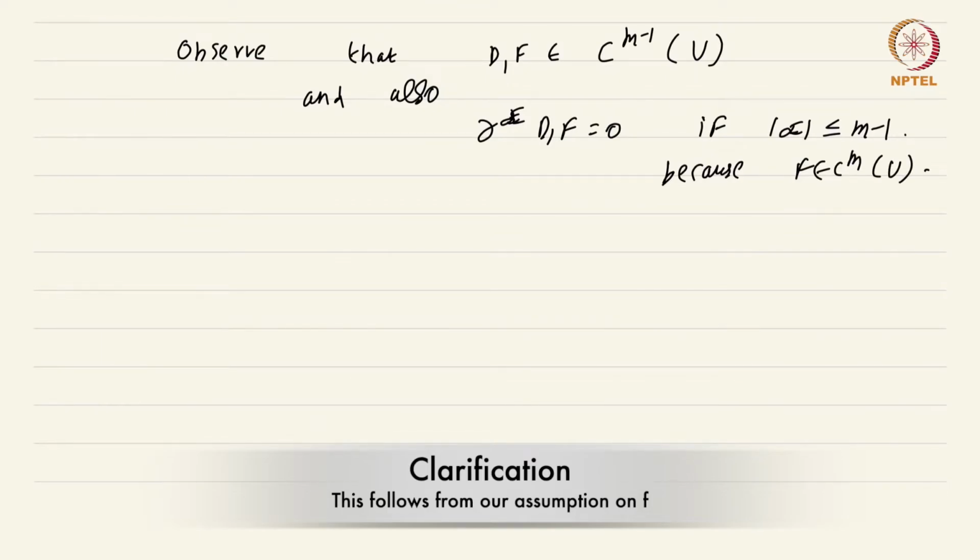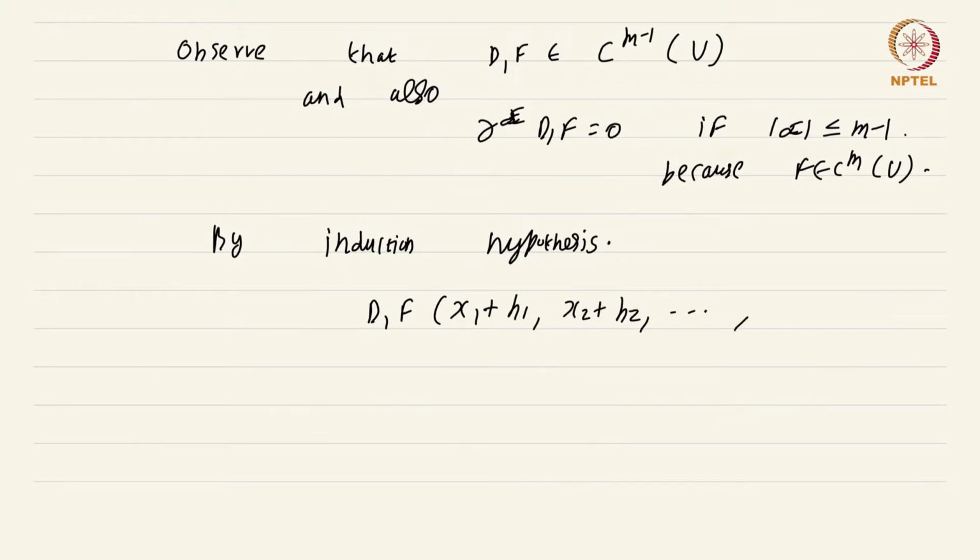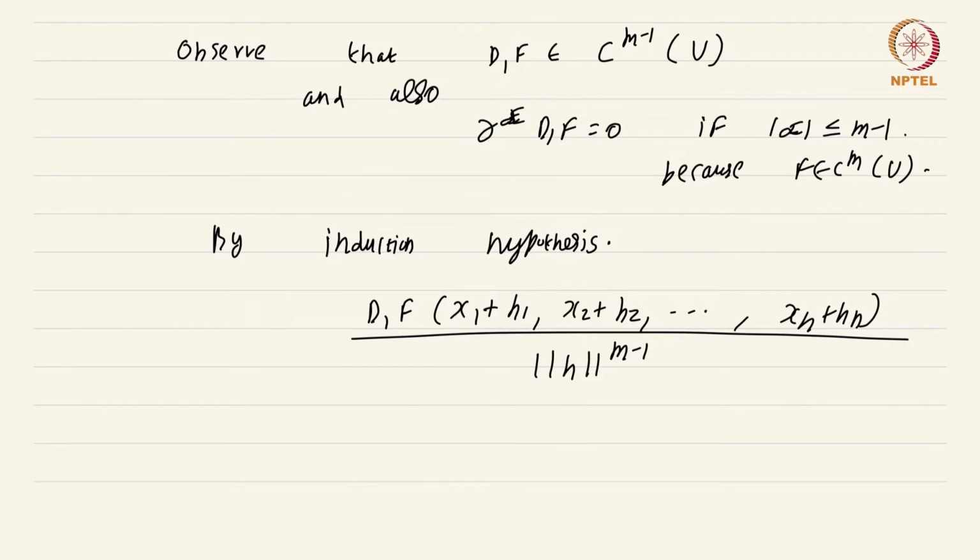Okay, so now by the induction hypothesis, what we have is that the limit as h goes to 0 of d1 of f of x1 plus h1, x2 plus h2, dot dot dot xn plus hn, divided by norm h power m minus 1, is equal to 0. This is just the induction hypothesis applied to the function d1 of f, which is actually an element of C m minus 1 of U.